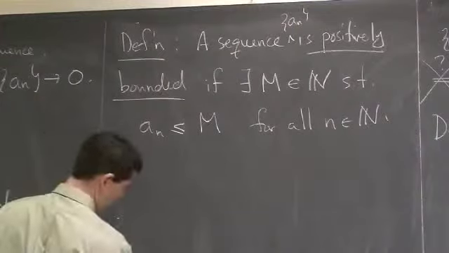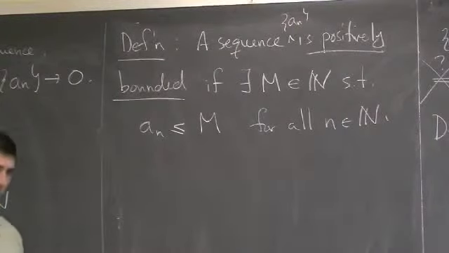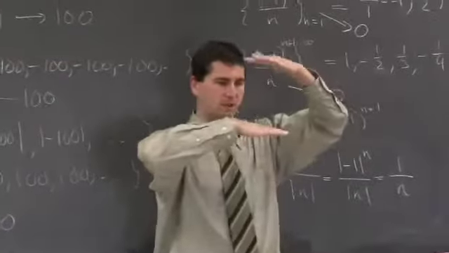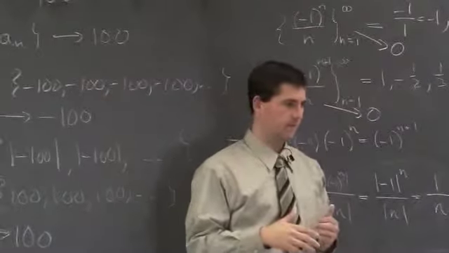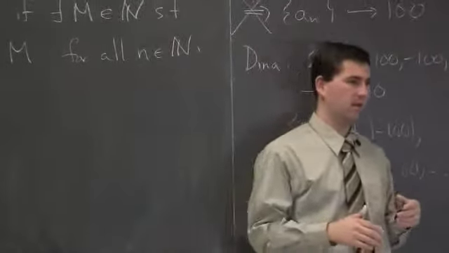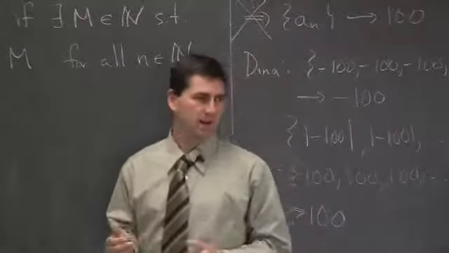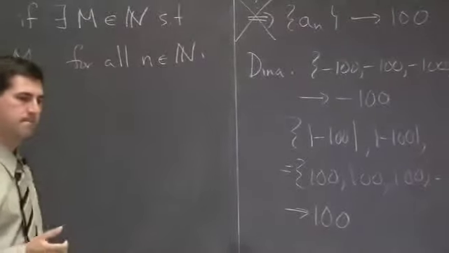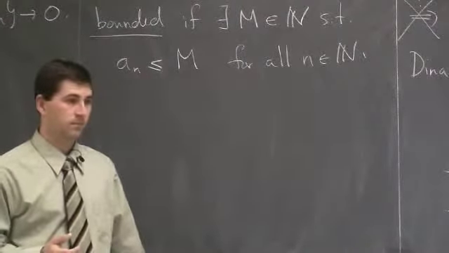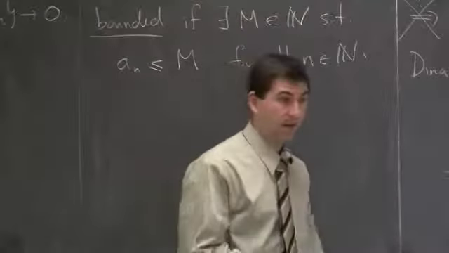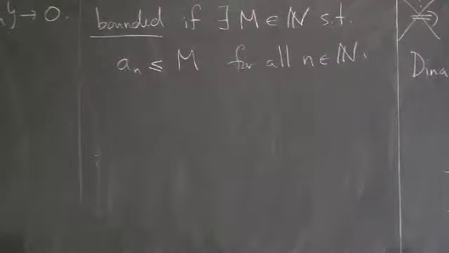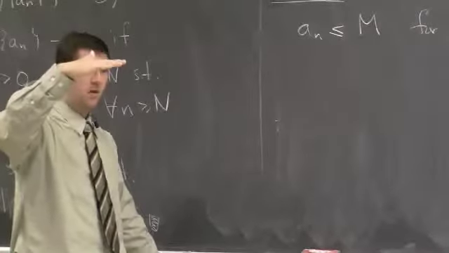Okay, so what is this? What am I trying to say? I'm saying that my sequence is always below some level. There's some number that it's always less than. For instance, our favorite sequence, a half, a fourth, an eighth, a 16th. Is that positively bounded? Yeah, it's both positively bounded and, well, we can say negatively bounded, but we'll get to that in a second. Yeah, it's bounded, right? It's never above 1.